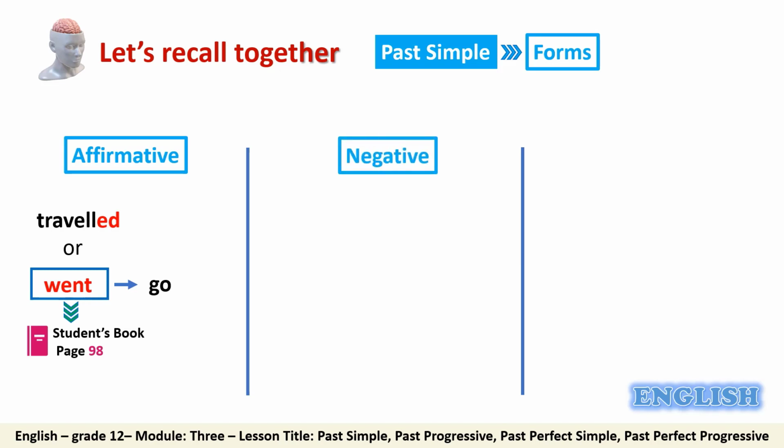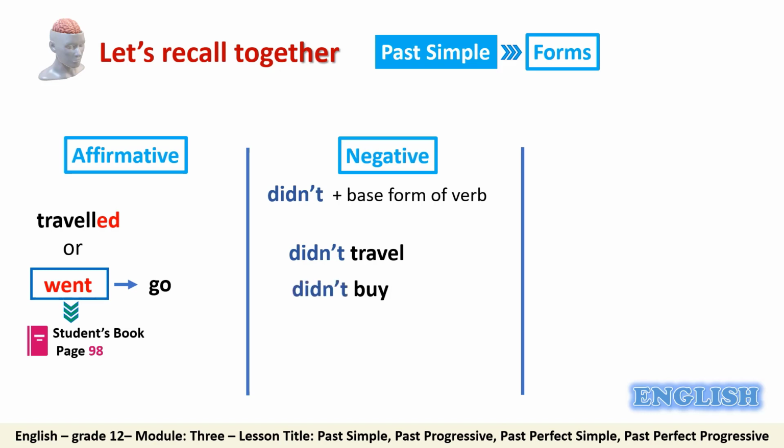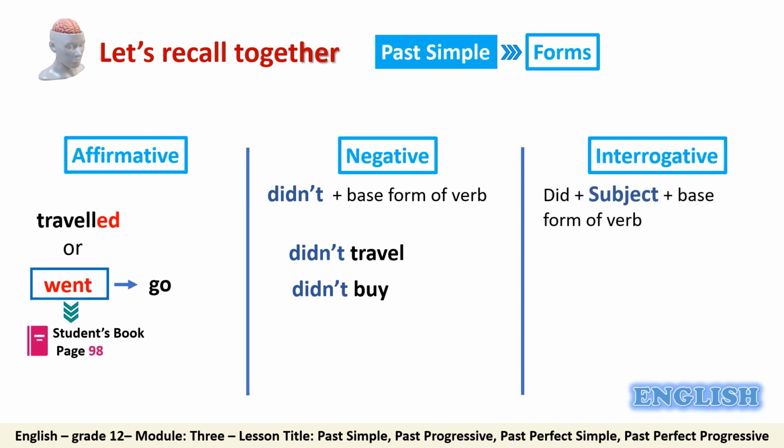Then the negative form is made by adding the auxiliary verb didn't to the base form of the verb. For example, we say didn't travel and didn't buy. Finally, the interrogative form, or the question form if you want. It is made by putting the auxiliary verb did before the subject and the base form of the verb, like did you travel? Did you buy?